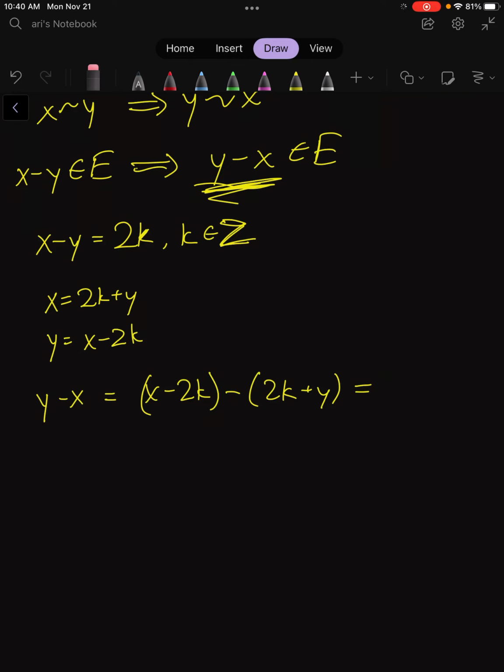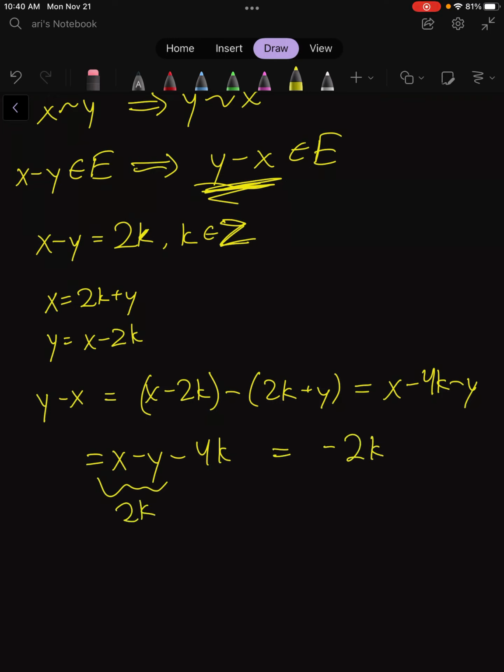Hopefully some of you caught my mistake. So it's actually x minus 4k minus y. And we already know that x minus y, we could also write this as x minus y minus 4k. And we know that x minus y is equal to 2k. So this equals negative 2k, which is even.